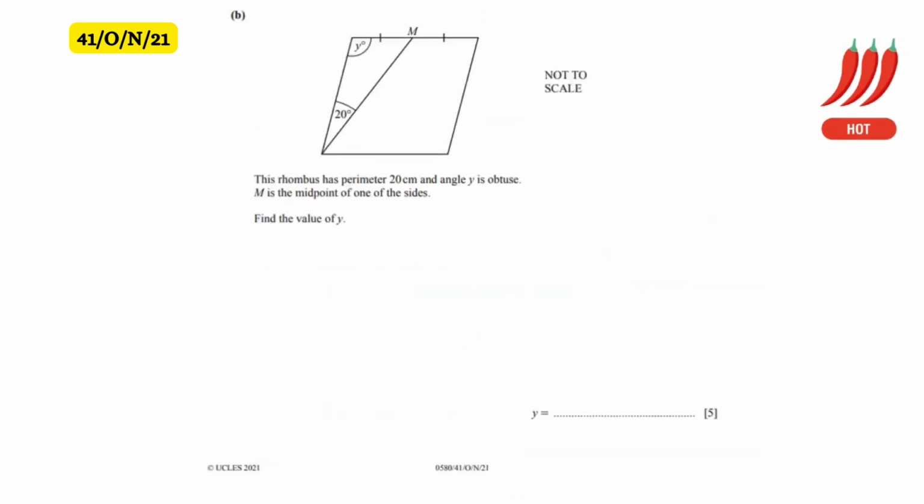Then it says this rhombus has a perimeter of 20 centimeters and angle y is obtuse. M is the midpoint of one of the sides. Find the value of y. So in a rhombus, your opposite angles are equal and all sides are equal. So if the perimeter is 20, 20 equals 4 times x, and 5 centimeters would equal x. So that means all of these lengths are equal to 5. And since M is the midpoint, this is 2.5, this is 2.5.